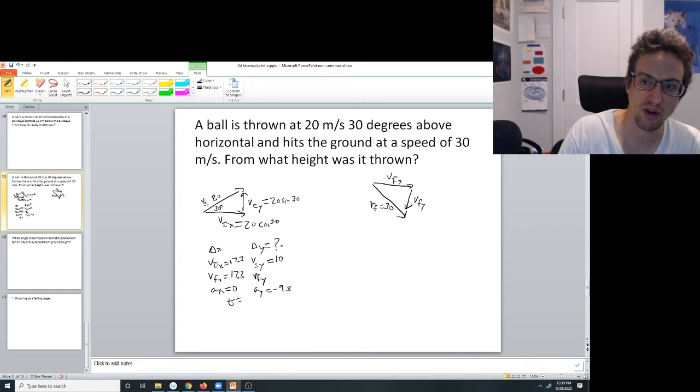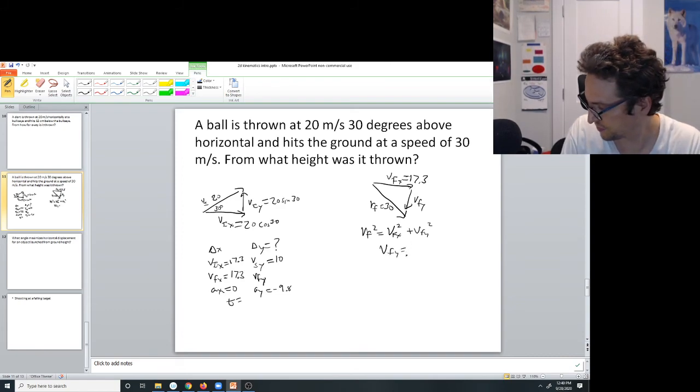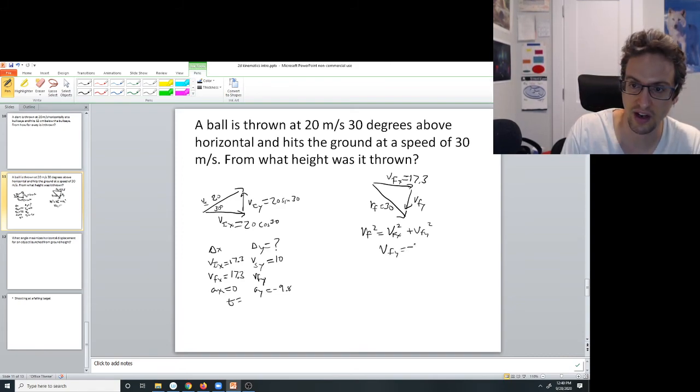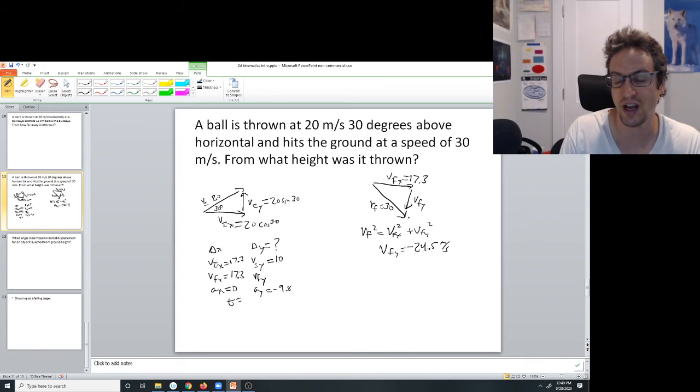But what I can do is go to this triangle. If I know this is 17.3, I can find V final y, because V final squared is V final x squared plus V final y squared. And that allows me to find V final y to be negative 24.5. And notice it's negative, because I know it's going down. We take the square root of that.